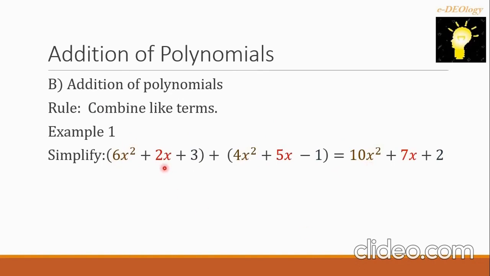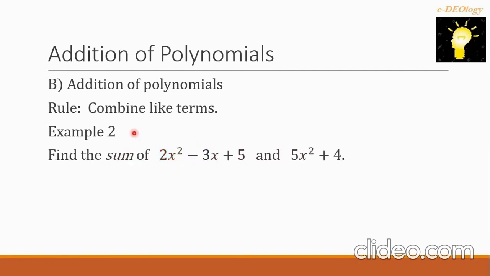Next is the 2x and another 5x in the other group. We can put them together. So we add the numerical coefficients, 2 plus 5 gives us 7, and we copy the x. And for the constants, here is 3. In the second group, there is negative 1. So 3 combined with negative 1 will have the positive 2. So the final answer is 10x squared plus 7x plus 2.